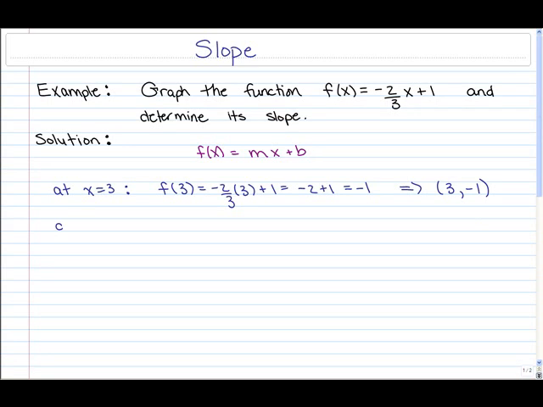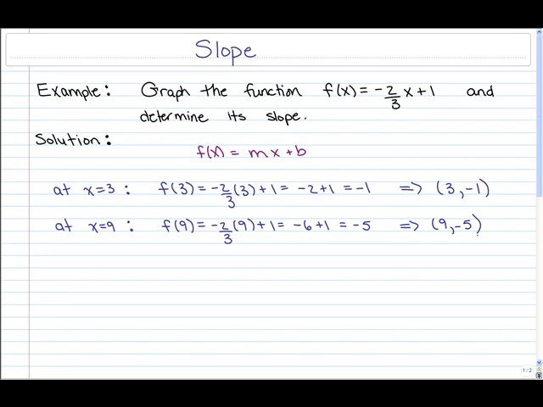Now let's take a look at another point. So let's just say at x equal to 9. Now you could pick any value for x that you like. I'm just randomly choosing a point. So when x is 9, what would y equal? Well, that's easy. You just simply plug it into your function. So negative 2/3 times 9 plus 1. Now this works out to negative 6 plus 1, which equals negative 5. So now when x is equal to 9, y is equal to negative 5.